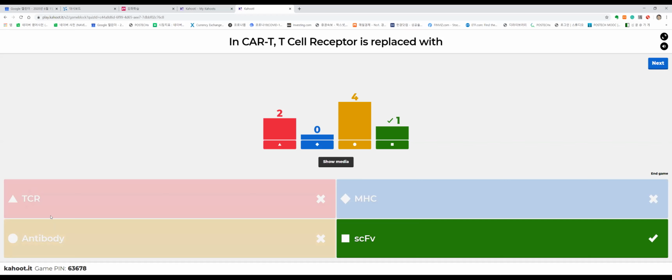So in principle, you can replace TCR with the antibody. The antibody has 4 chains, so it's difficult to express all 4 together. That's why a single chain is connected into one fragment. This one is a popular antibody-mimicking molecule, so this molecule is usually used to replace this TCR.